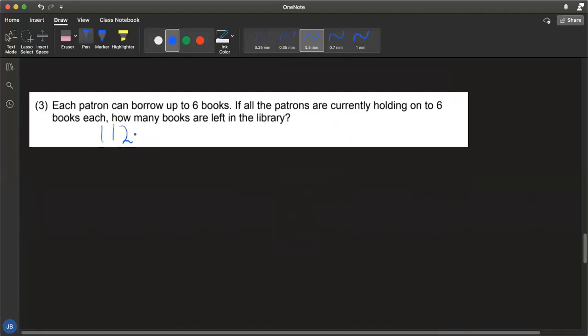Okay, so it says each patron can borrow the books for 2 weeks and renew the loan twice. What is the maximum number of days a patron can keep the books borrowed from the library? I think you're one ahead of us. We're on number 3. Oh, number 3? Yep. Oh, so each patron can borrow up to 6 books. If all the patrons are currently holding on to 6 books each, how many books are left in the library?